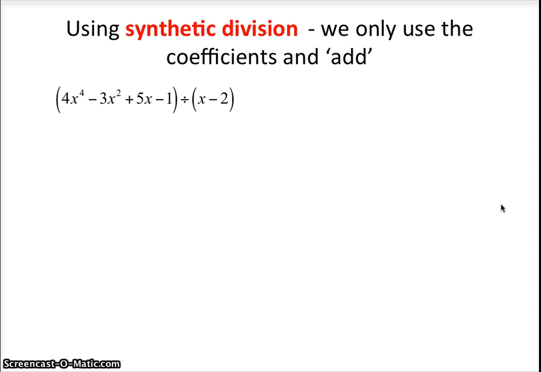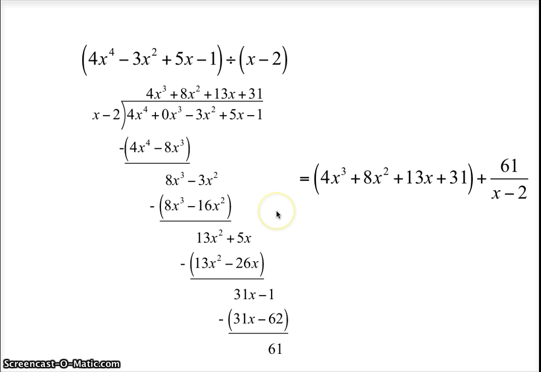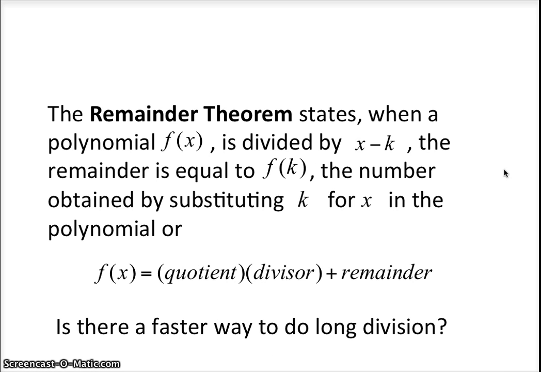So our remainder theorem states when a polynomial f of x is divided by x minus k, the remainder is equal to f of k, the number obtained by substituting k for x into the polynomial. So remember, if we look back at this question, if we were to substitute 2 into our original polynomial, we get a value of 61. So that's what the remainder theorem is stating.